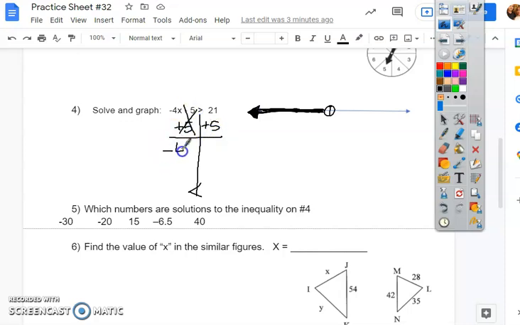Okay? 21 plus 5, what is that? Okay. Then I still have times -4, so I divide by a negative. This is when I flip. Okay? Now, this part is triangles. So your job is to figure this out so you know what number to put here. Okay? It should be some sort of decimal answer. Okay? So I'll let y'all finish that up.